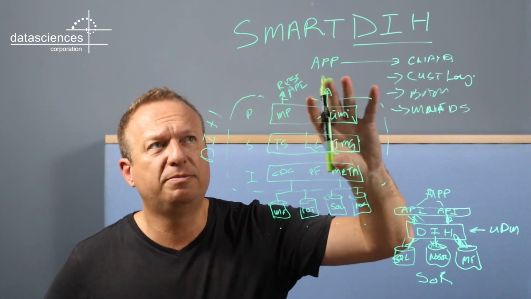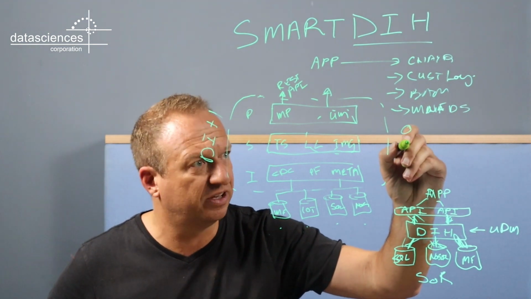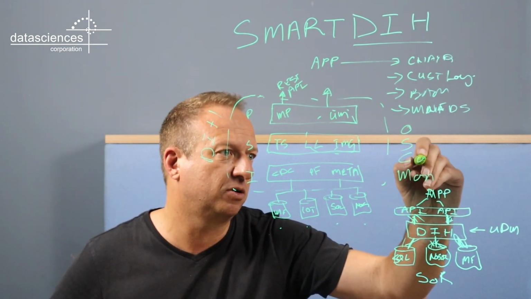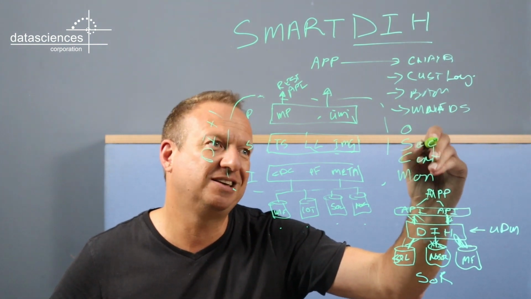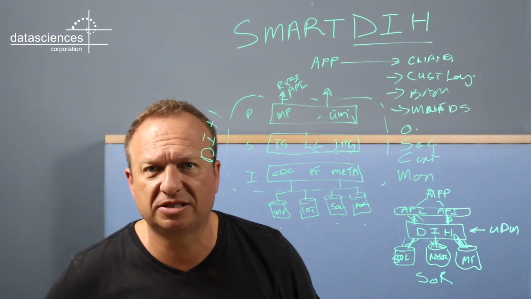All of the data hub or the smart DIH also has all of the orchestration, all of the security, your control, and all of your monitoring. So monitoring, control, security, and orchestration is all built into the actual system itself as well.